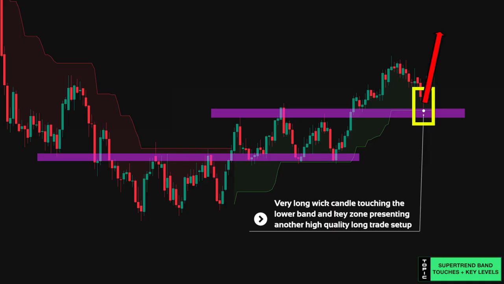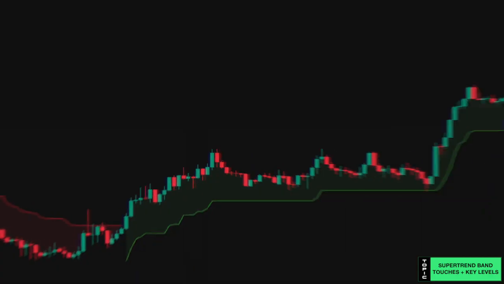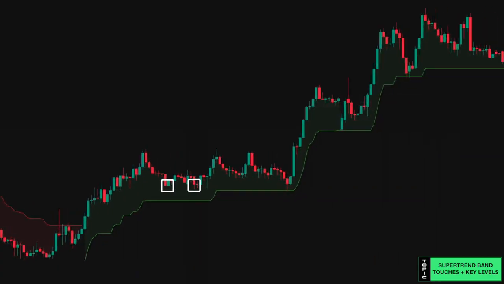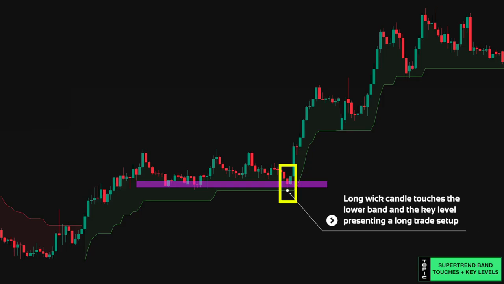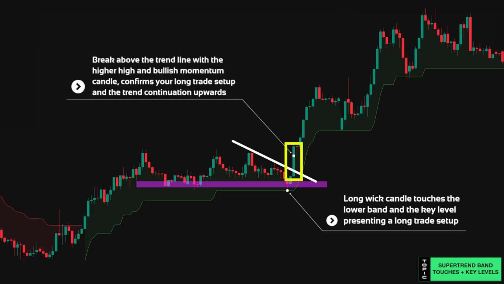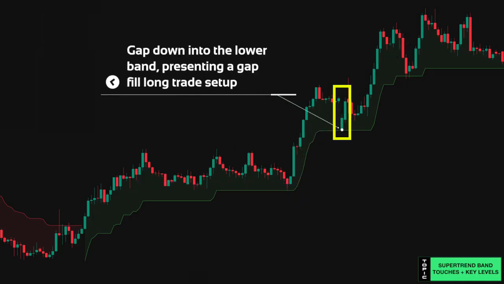Let's show this again. These reversal points give you a key level. Long wick candle touches the lower band and the key level, presenting a long trade setup. Trendline placed like this, and once it broke above with the higher high and bullish momentum candle, your trend continuation upwards is confirmed. You had a gap down occur into the lower band, which presented a gap fill long trade setup. Let's show this again.